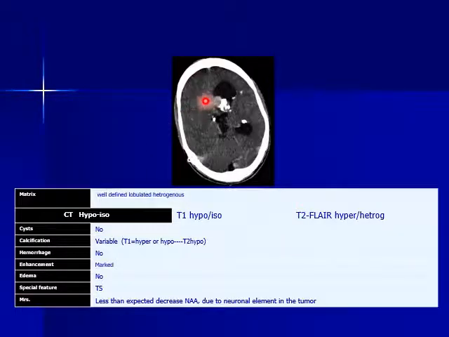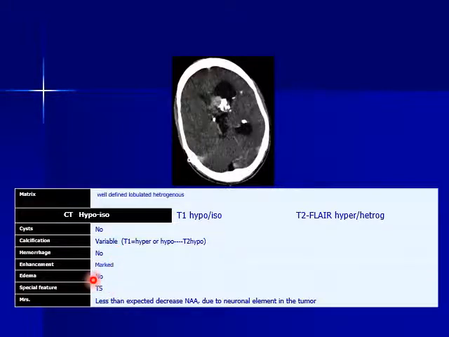Okay, a tumor nearby the foramen of Monro. It is partially calcified because already it is a subependymal nodule like this, that got enlarged more than 12 millimeters and shows enhancement. This is giant cell astrocytoma. It is hypo to iso on CT, T1 hypo to iso, T2 and FLAIR hyperintense to heterogeneous. We don't see cyst. There is variable calcification, no hemorrhage, enhancement is marked, no edema.